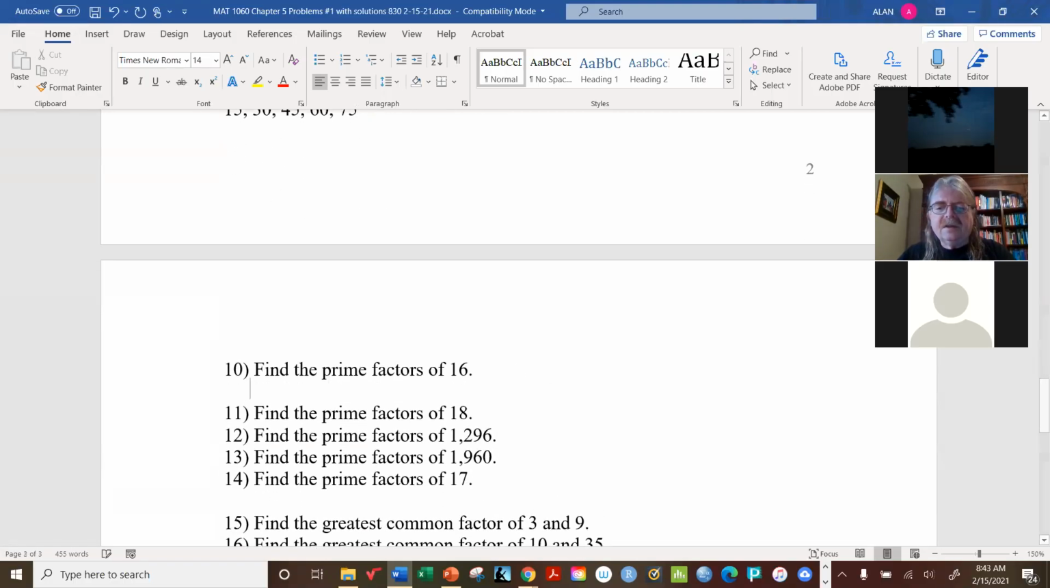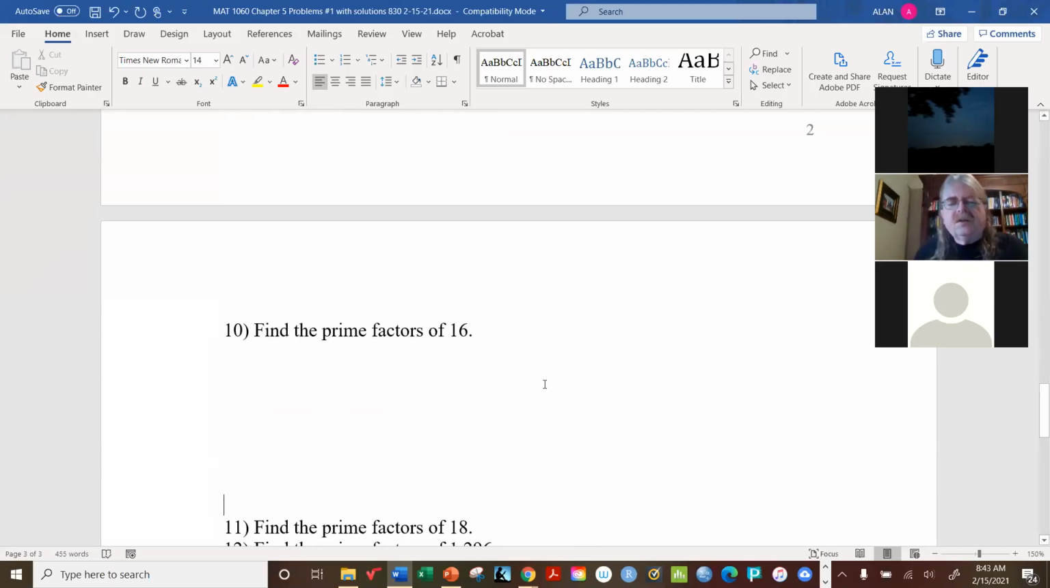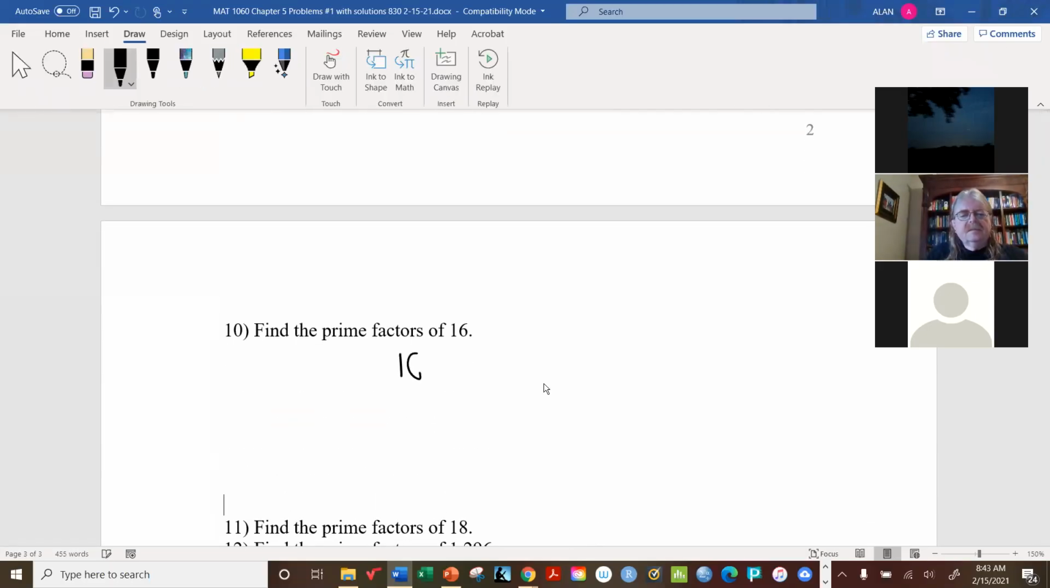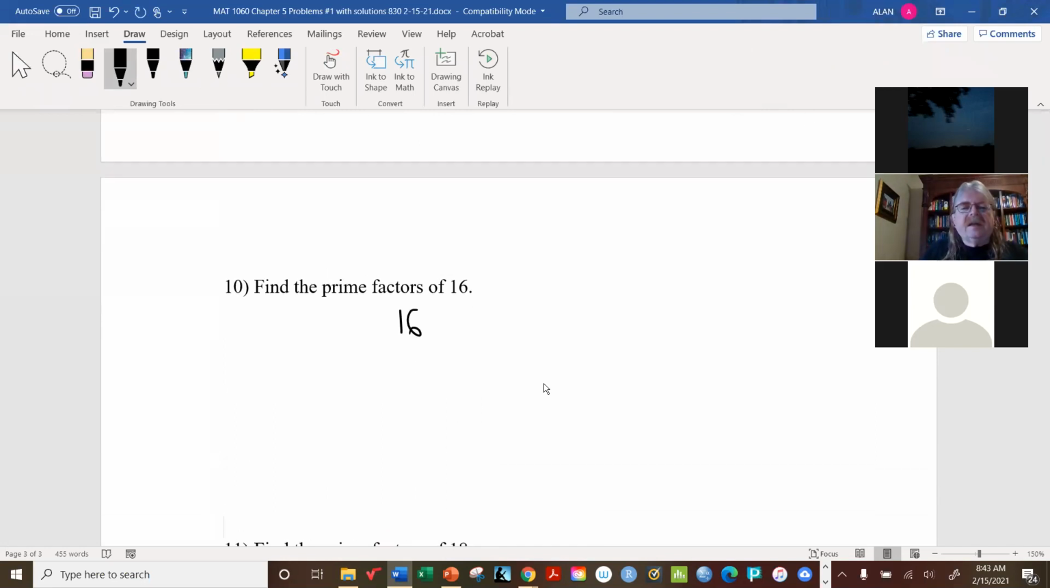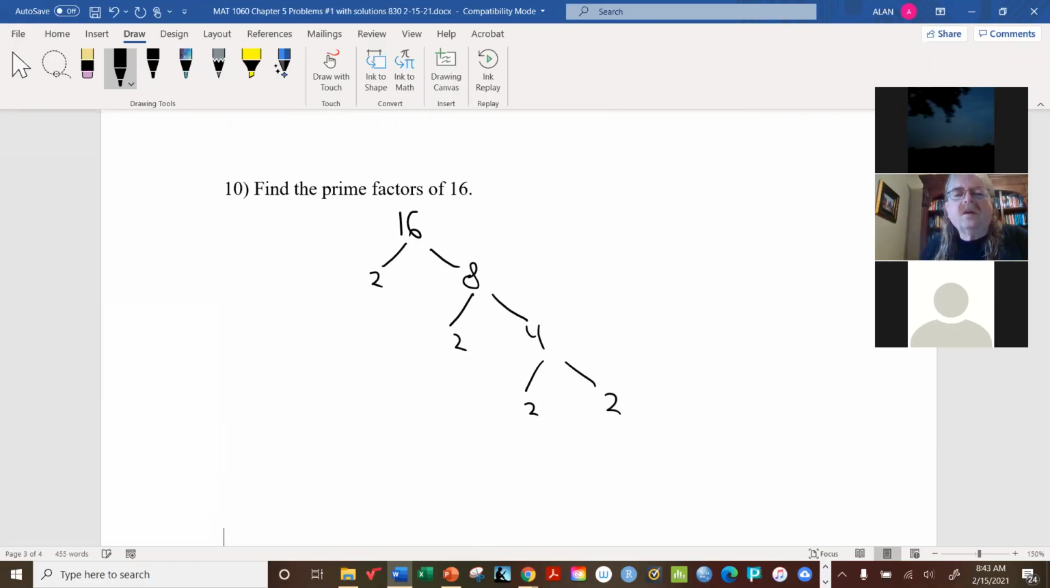Here we go, 16. So let's do the tree. So we start with 16. Now, the order in which you do this doesn't make any difference, as we've seen. I'll try 2 times 8, but I could have just as easily done 4 times 4. I'll end up with the same result. And when you're done, no matter how you follow this tree, you're going to wind up with 4 2s. And you could abbreviate this to the 4th if you want to, because of course it means the same thing.